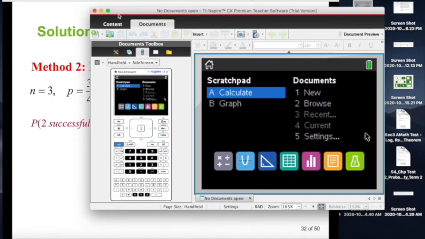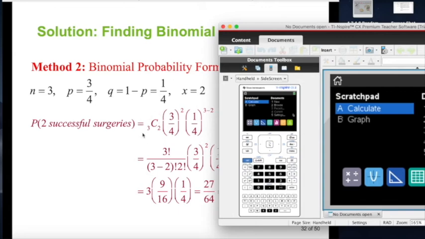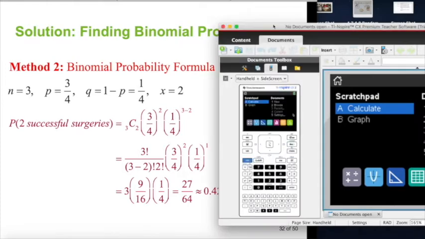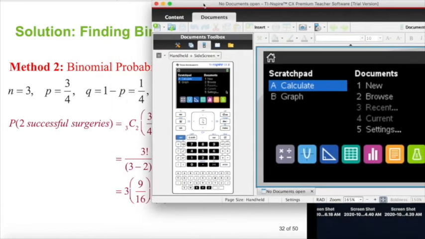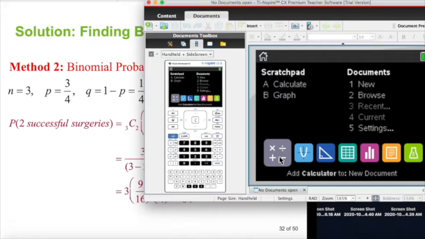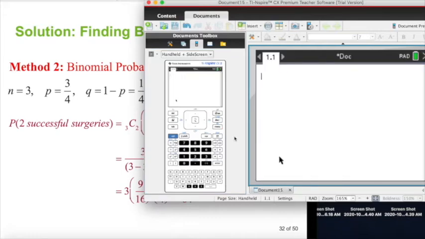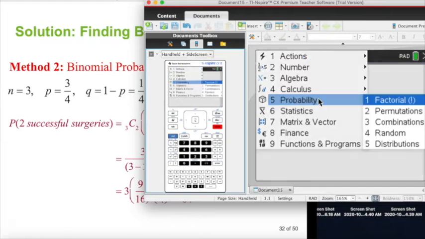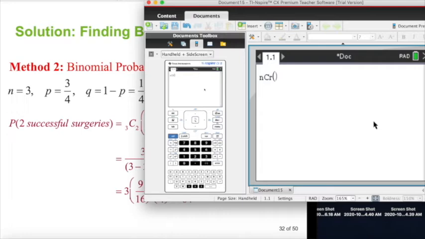Okay, we want to calculate the 3 combination 2. So let me move this a bit over there. So we want 3 combination 2. So we go to menu, calculate, sorry, and then menu, probability, and then we choose combination.